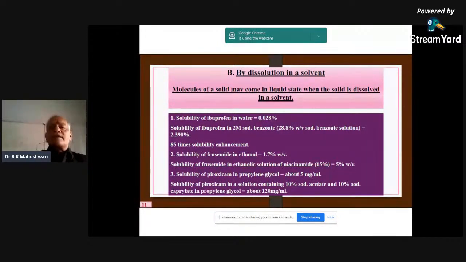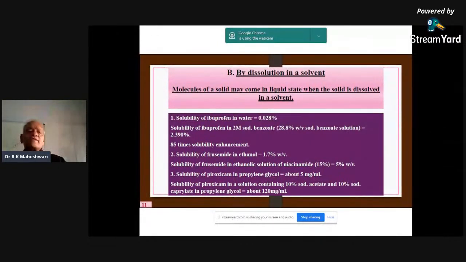Now B, by dissolution in a solvent, means how the molecules of a solid may come in liquid state. Molecules of a solid may come in liquid state when the solid is dissolved in a solvent. For example, number one, the solubility of ibuprofen in water is 0.028%, which means very limited solubility. Ibuprofen is a poorly water soluble drug.